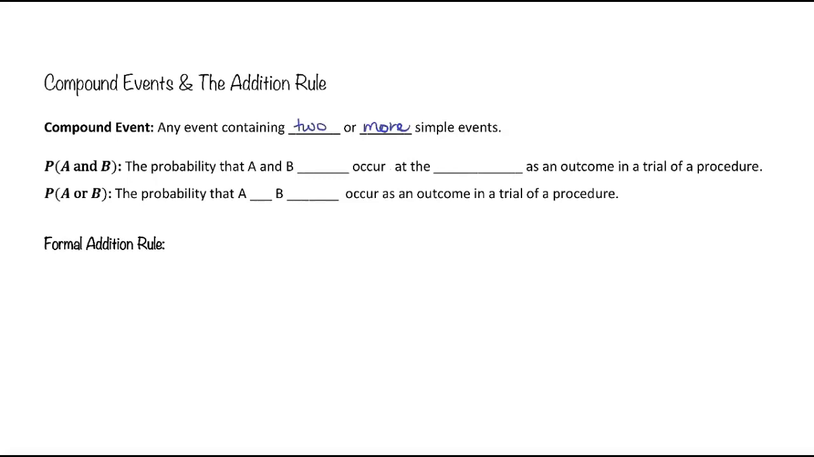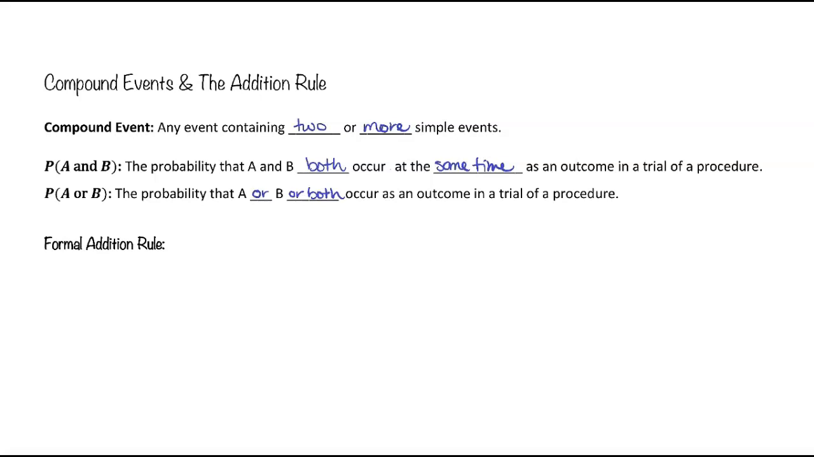The probability of A and B refers to the probability that A and B both occur at the same time as an outcome in a trial of a procedure. The probability of A or B is the probability that A or B or both occur as an outcome in a trial of a procedure.